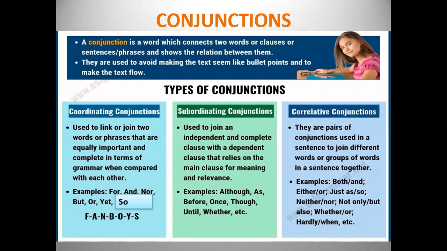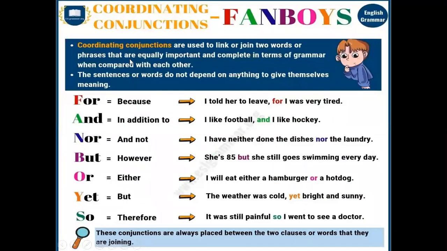Now you can remember they are seven in number, and how can you remember? With the help of this word FANBOYS. F for, A and, N nor, B but, O or, Y yet, and S so. Now you can see again F means for, and that is because, and in addition to, nor, and not, but, however, or, either, yet, but, so, therefore.